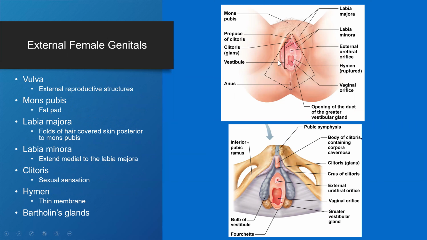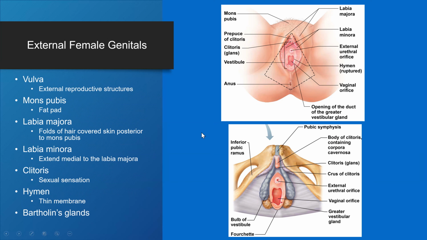So here's our external genitalia. Another name is vulva, that has the mons pubis, right? This area where you have pubic hair growing. Labia majora, folds of hair-covered skin posterior to the mons pubis. Then we have labia minora, extended medial to the labia majora. So this one is minora, this is majora, minora. Then clitoris for sexual sensation.